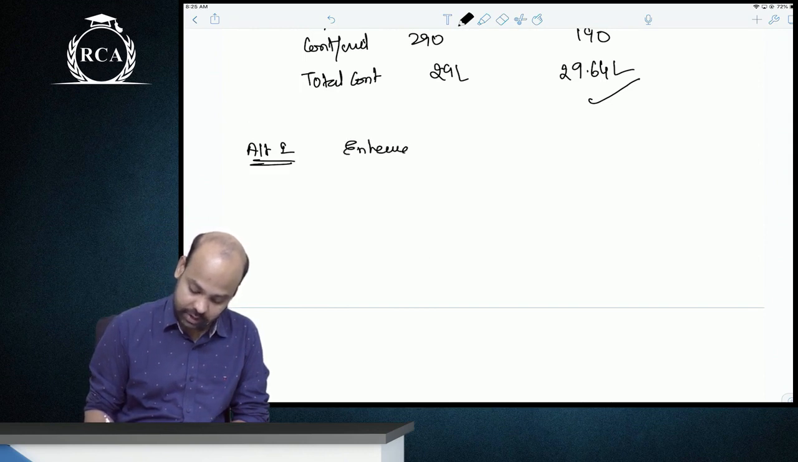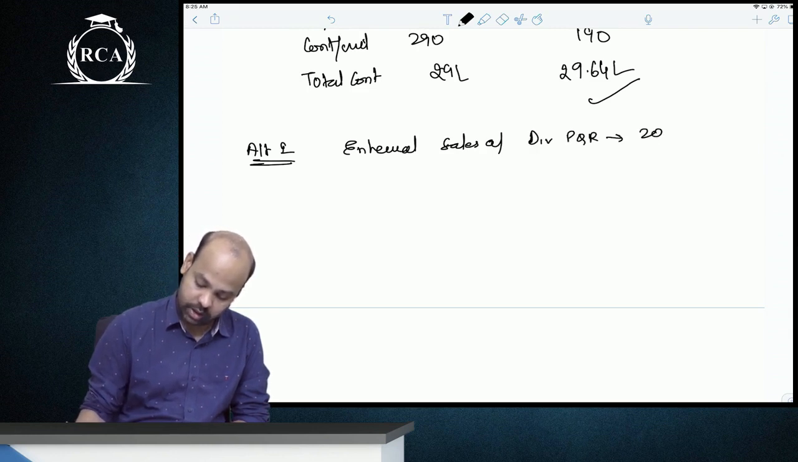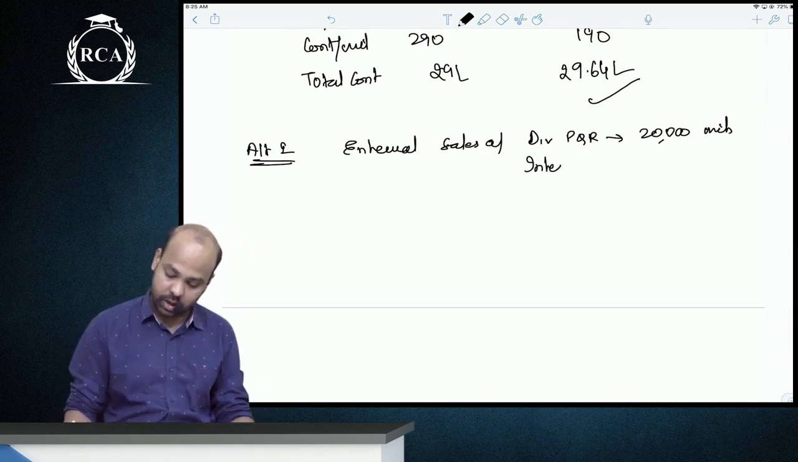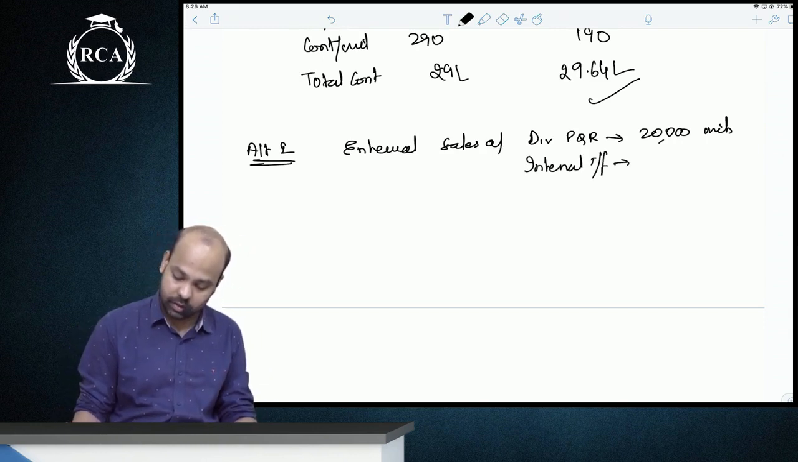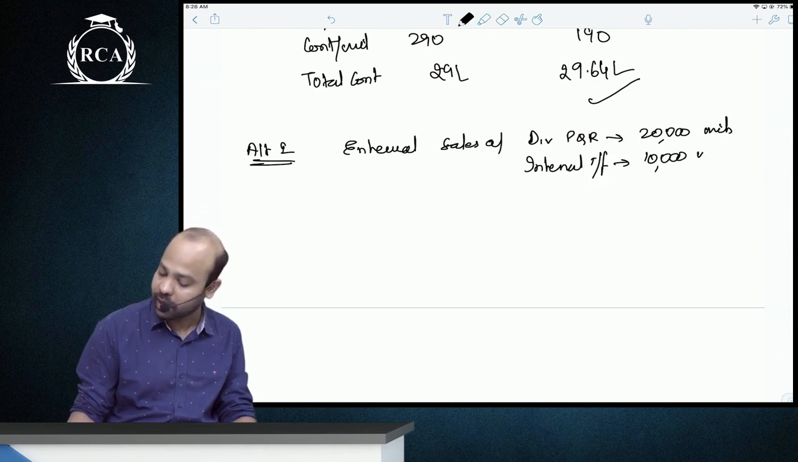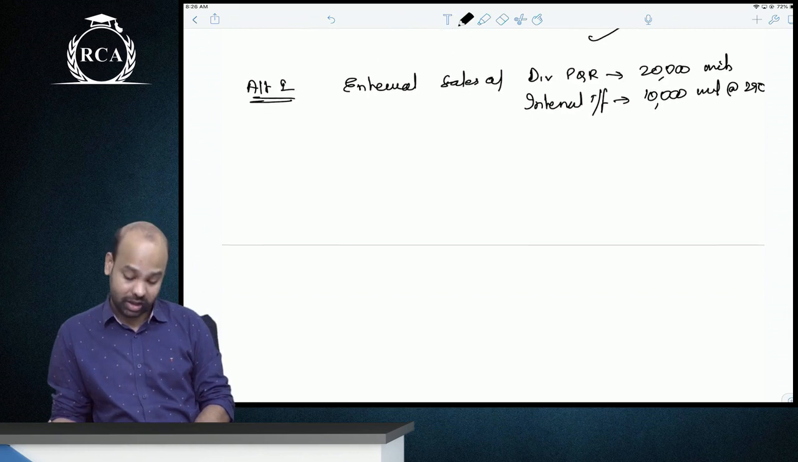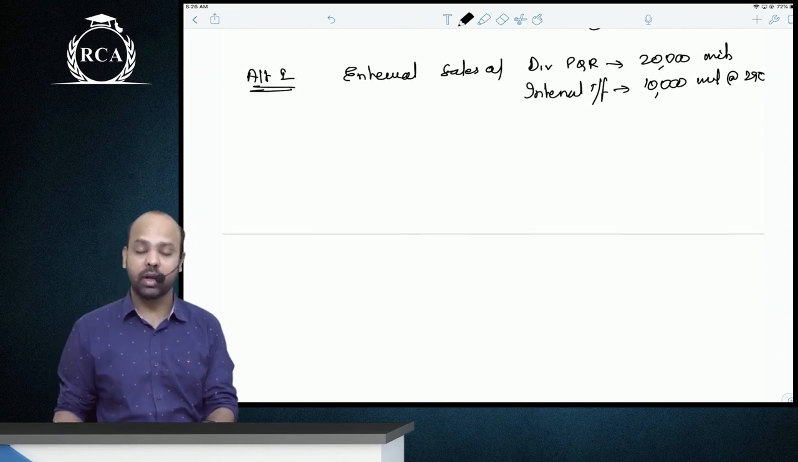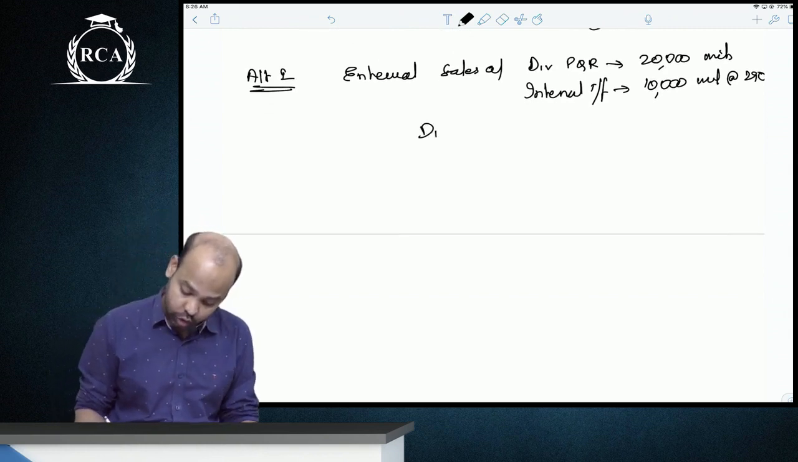External sales of division PQR is 20,000 units. Internal transfers are 10,000 units at a price of 290. That is the existing alternative. Can we do this? Yes sir we can. Start, everyone.